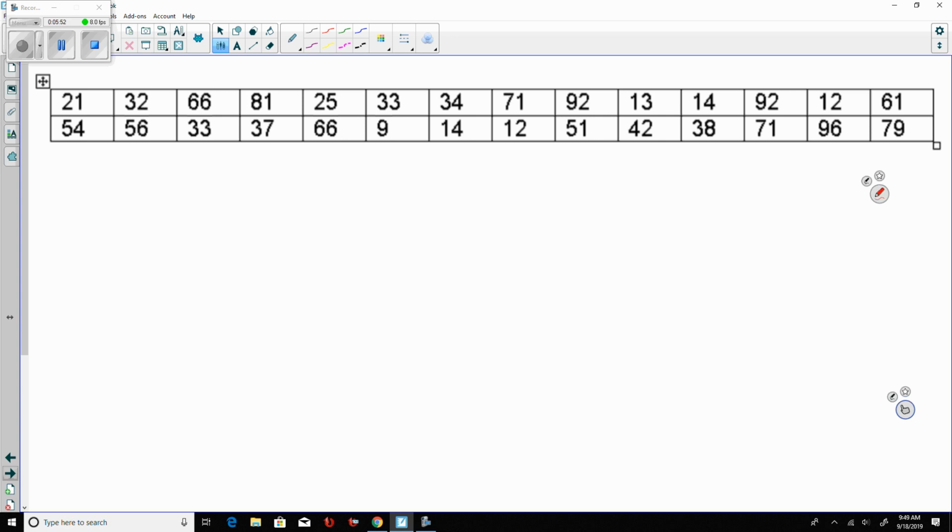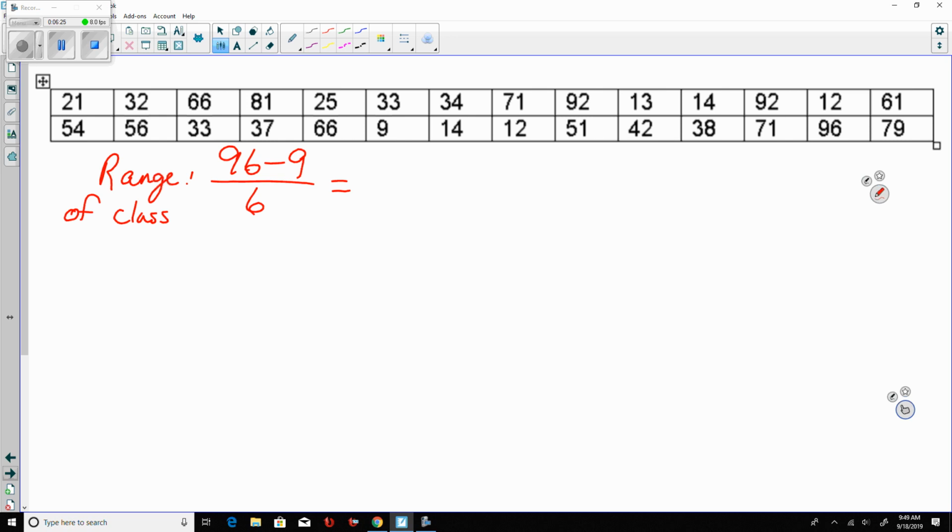Sometimes it takes you a little bit. What's the highest number? 96. And what's the lowest? 9. Okay? So to find your range, we have to do 96 minus 9 divided by 6, which is the number of classes we want. So this range is going to be of each class.